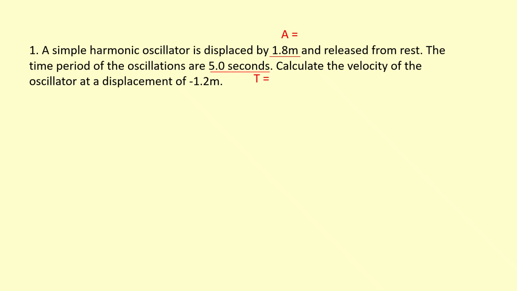The time period of the oscillation is 5 seconds, so that's our capital T. Calculate the velocity of the oscillator at a displacement of minus 1.2 meters. So that's the x that we're going to use. So I want velocity as a function of displacement. I'm going to use this equation here.